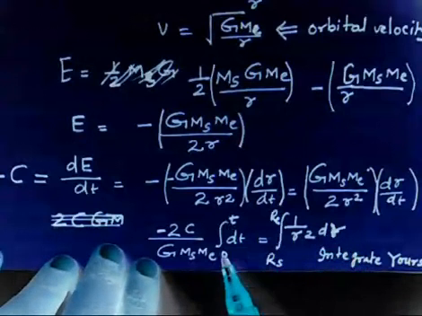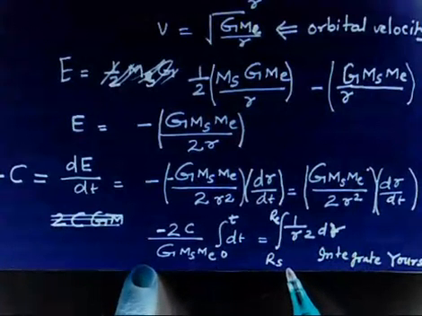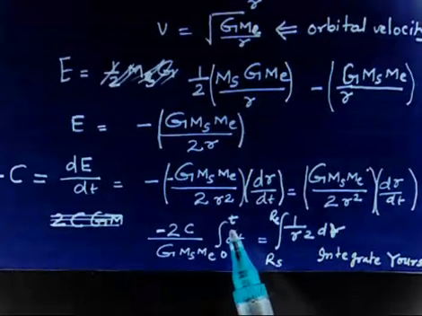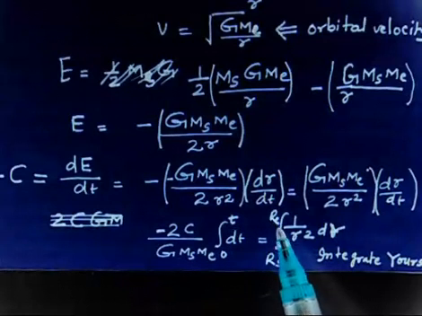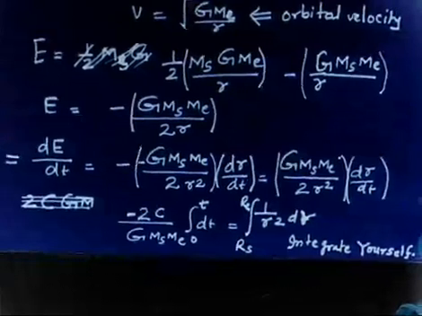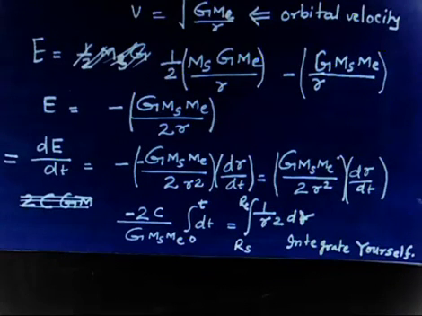Now you know at time t equals 0, it was in a circular orbit of radius rs. At time t equals t, it has fallen onto the earth, so it is at radius re, the radius of the earth. Now if you integrate this one, you will get the answer. You integrate yourself, you have to do some work. If you integrate this one, you will get the desired result. So this is all about this problem.